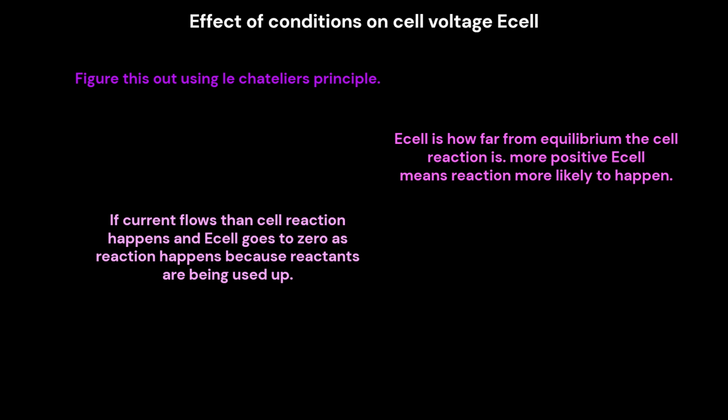Effect of conditions on cell voltage, Ecell. Figure this out using Le Chatelier's principle. Ecell is how far from equilibrium the cell reaction is. A more positive Ecell means the reaction is more likely to happen. If current flows, then the cell reaction happens, and Ecell goes to 0 as the reaction happens because reactants are being used up.